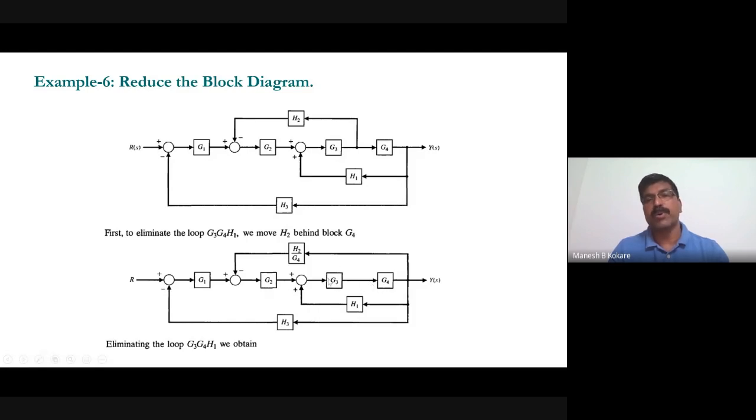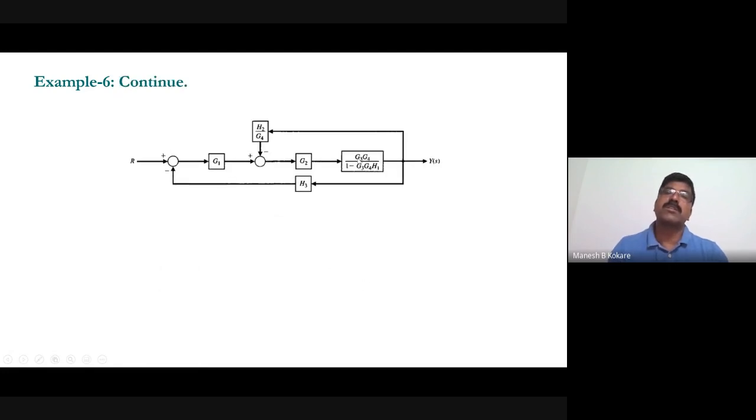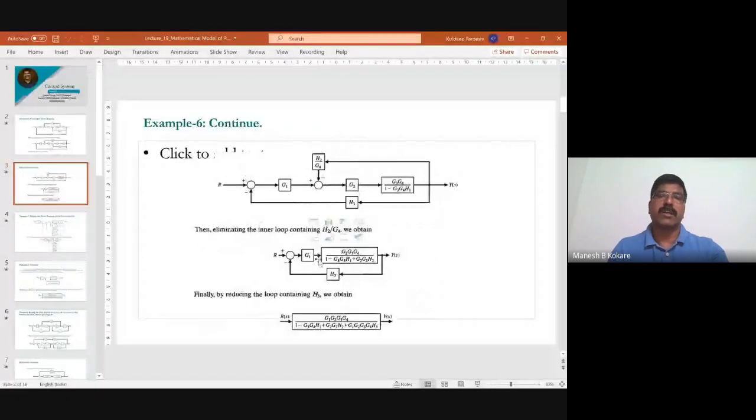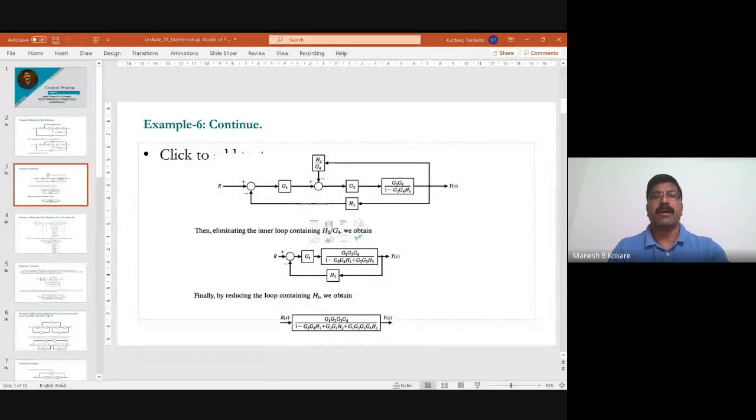You know that first applying the first rule, you'll get g3, g4, and after applying the third rule, you can eliminate this by the loop elimination formula. So you got g3, g4 divided by 1 minus g3, g4, h1. Now by elimination, you'll come across the situation that G2 and this block will be in cascade. So if two blocks are in cascade, then you can just multiply the gains of these two blocks, and you can obtain a single block having the transfer function equal to this one.